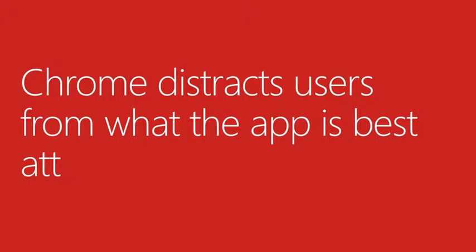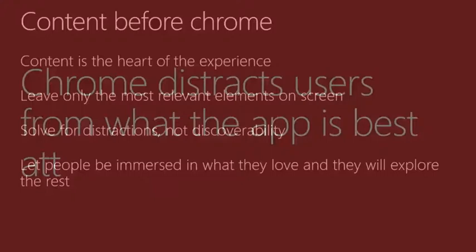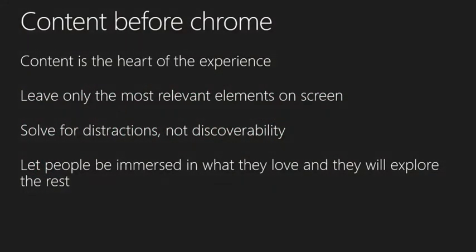So you need to be really, really careful that the content is really the most important element of the entire user experience, and you need to make sure that you leave all of those elements that are only critical to the existing user experience there for you. So you just need to make sure that you try and solve for the distractions and not discoverability. So what you really want to do is ensure that people become really immersed in what they love and explore everything else, right? They'll figure everything else out on their own.